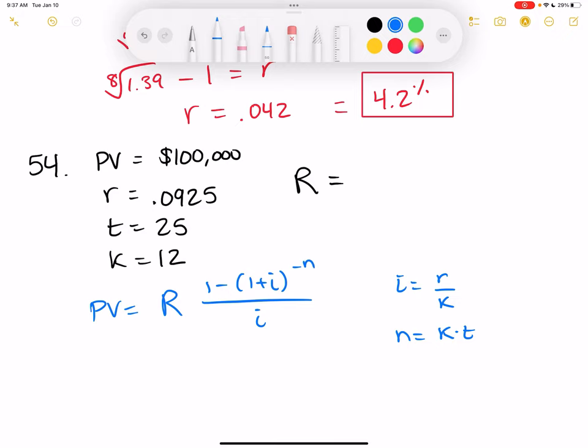How do you know which numerical values go with the letters? Well, because it's what it says in the problem. It's how it describes them. It said a 25-year, $100,000 house loan with an APR, so it's an annual percentage rate, of 9.25% from the bank. What is the monthly payment?